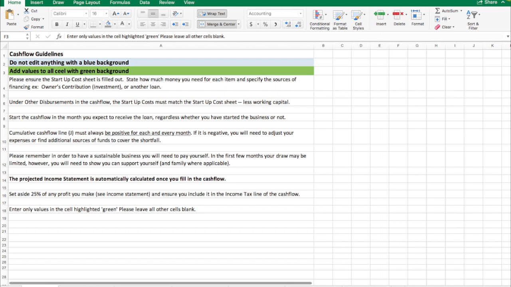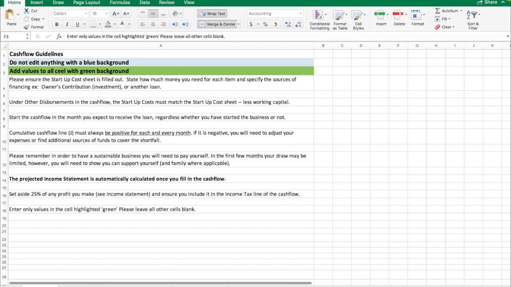First of all, you don't want to edit anything that has a blue background in any of these sheets. That's where some of the formulas are, so you don't want to touch them. Otherwise, it's going to mess up some of the calculation. All the cells that you see in a green background, you definitely want to input your values in there, and as we progress in this video you'll see what I mean by cells that you need to put value in. So make sure you read this instruction sheet because this is what's going to help you determine what to do once you get into the startup cost, the cash flow, and of course the income statement.